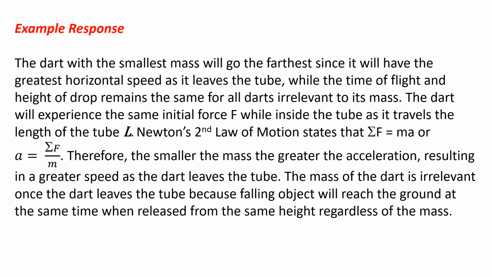Okay. So, combining all those three principles together to come up with an explanation. And here's my claim: the dart with the smallest mass will go farthest since it will have the greatest horizontal speed as it leaves the tube. And the rest is my explanation and justification using scientific concepts. Again, if you didn't get it as we reach this point, you may always go back to the previous page of the video, and then you can listen again or go over what was explained in that section.